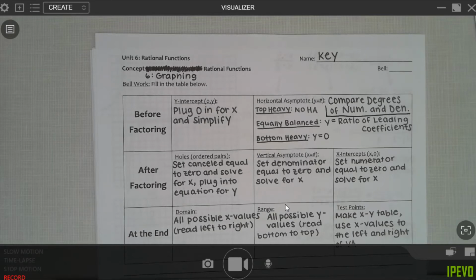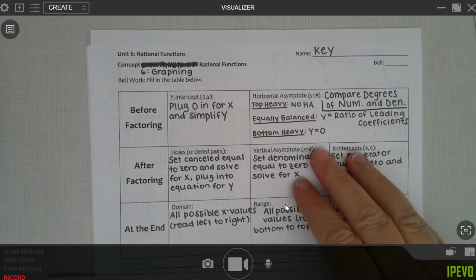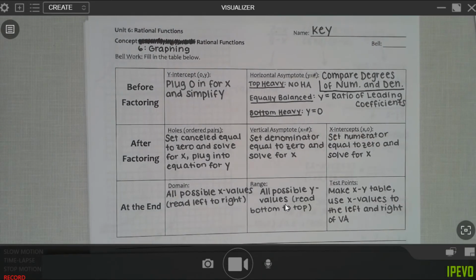All right, so for our bell work, we're going to fill in this table here. So just go ahead and pause the video and write down all this stuff here. So hopefully you paused it. This is all the stuff that we wrote down yesterday. It's the exact same stuff as yesterday, but we're actually going to use it now to graph. So we have to go through each step.